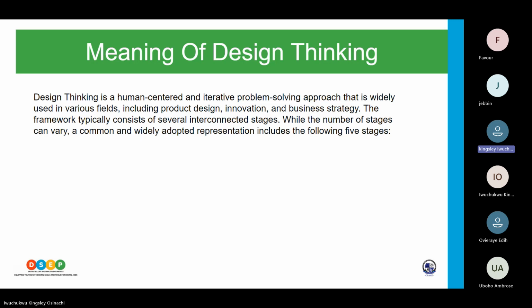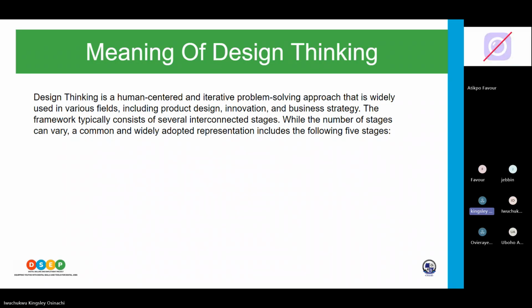So design thinking is a human-centered and iterative problem-solving approach that is widely used in various fields, including product design, innovation, and business strategy. The framework typically consists of several interconnected stages, while the number of stages can vary. A common and widely adopted representation includes the following 5 stages. So we have 5 stages of this design thinking framework.